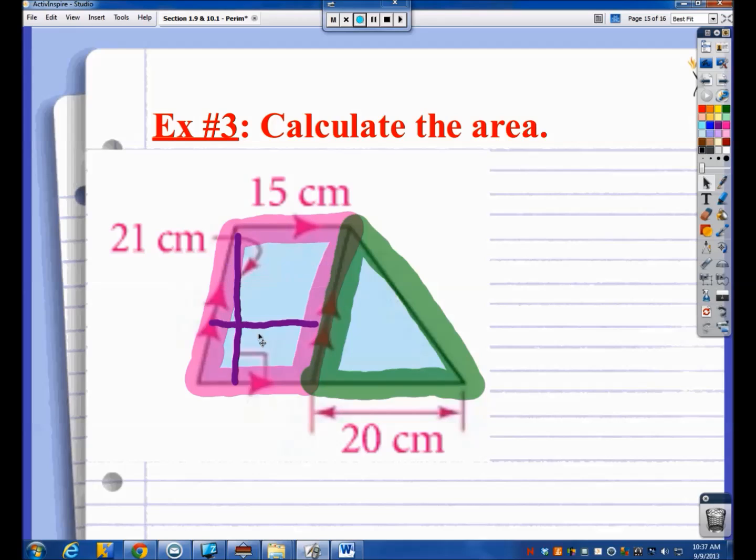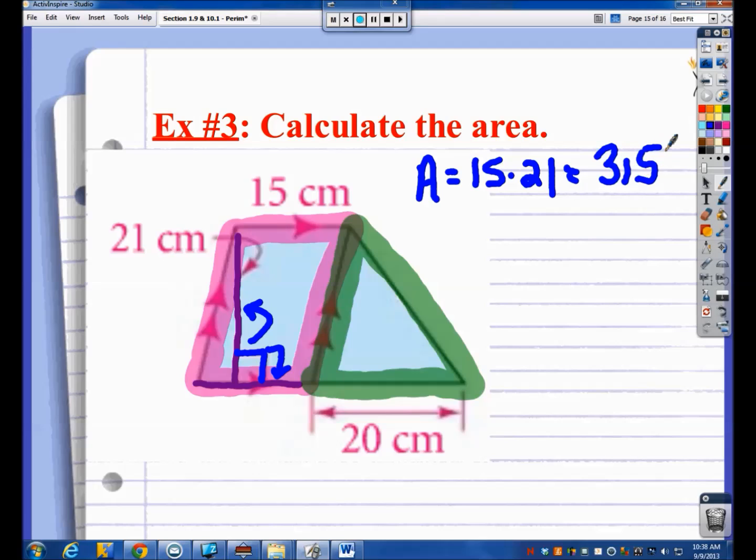We can take that 15 and just slide it down, because there's our 90-degree angle. We can say, all right, well, there's our 90. So this piece that's adjacent to it, that's the base. This piece adjacent to it, that's the height. So the area of our parallelogram is just 15 times 21, which makes 315.